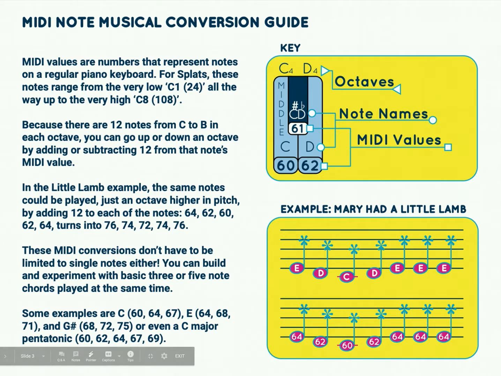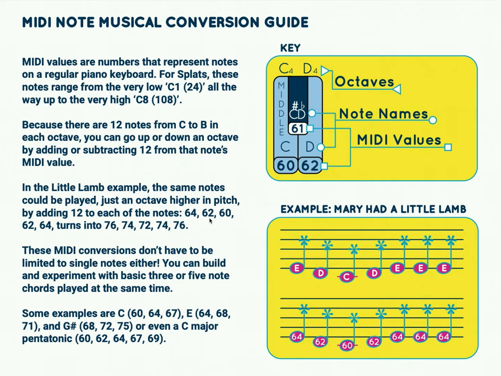Because there are 12 notes from C to B in each octave, you can go up or down an octave by adding or subtracting 12 from that note's MIDI value. So, for example, here we have Mary Had a Little Lamb. The same notes could be played just an octave higher in pitch by adding 12 to each of the notes.